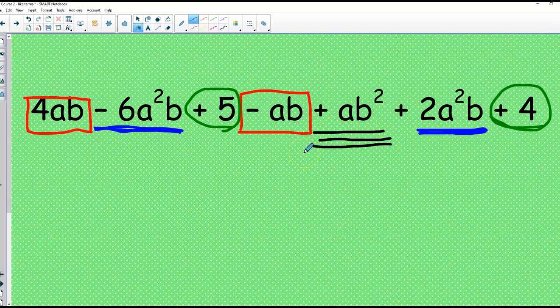Okay, so your goal here today is to know what is and is not a like term. We need to know that, and to be able to identify them, somehow mark them within an expression. Okay, and then we'll add to this tomorrow.